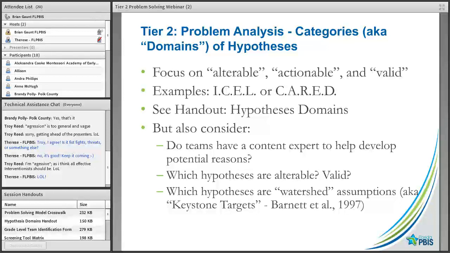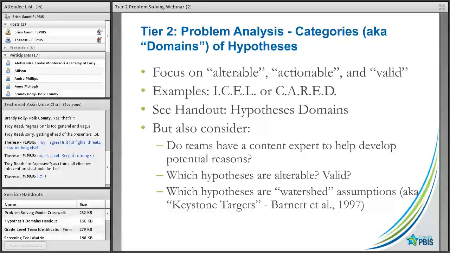CARED is an acronym that we've built here in our PBIS project, and basically what we're trying to do is to emphasize a little bit more detail than what ISIL was doing for us. But they're essentially addressing the same domains. So in that hypothesis domains handout, you can start to see where teams can make access and use of the experts at their table. But a tool like this could also help them to make some conversations and some decisions or assumptions when they don't have sufficient content expertise at the table.